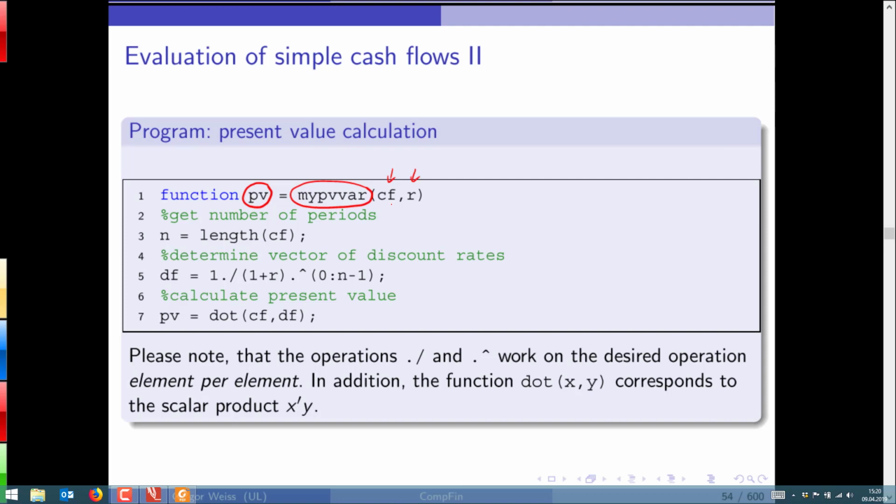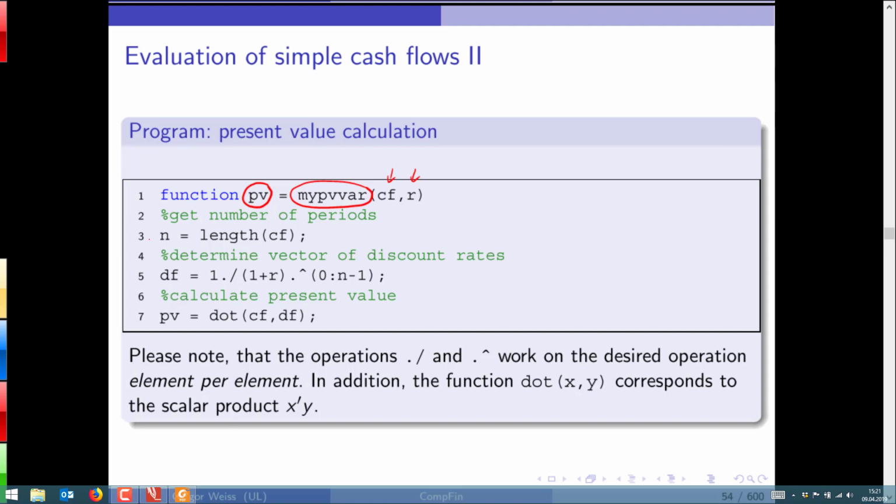So what do I do now? By inserting a percentage sign in front of a line, this is just a comment, so the program will skip this line, but for a better understanding of the program, we'll have this comment here. We'll get the number of periods. In the third line, it's n equal to length of CF. Length of a vector is obviously the number of slots in the vector, the entries.